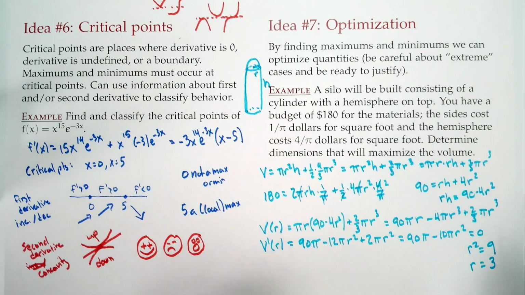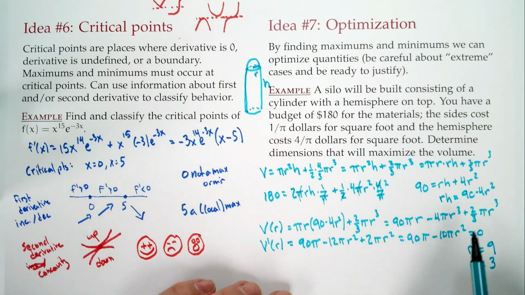Now, you might say, wait a second, how do you know that's your answer? Well, that's a good question. You would go through and test what happens on either side. If I plug in R equals 0 into our derivative, we get 90 pi. That's positive. If I plug in R equals 1,000,000, well, it doesn't make sense, but if you plug it in, you get a negative. So, positive, negative, max.